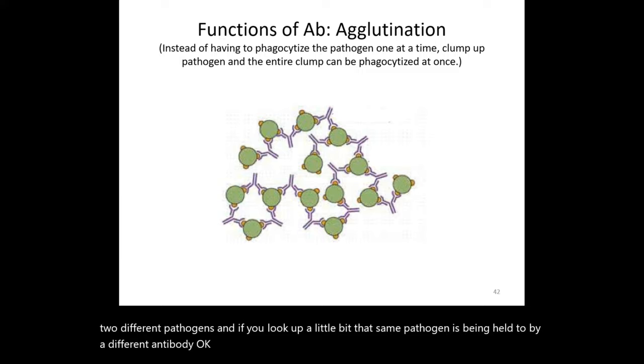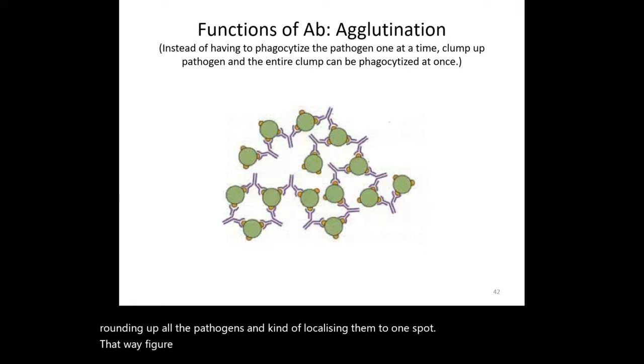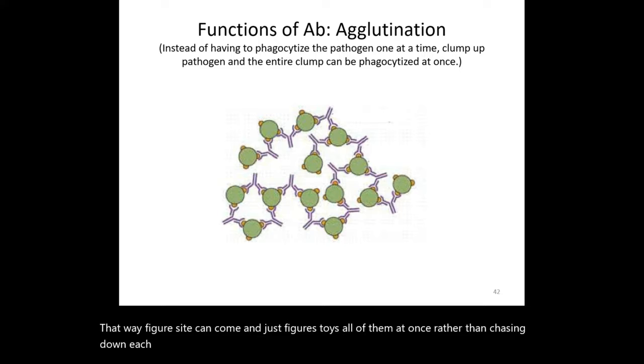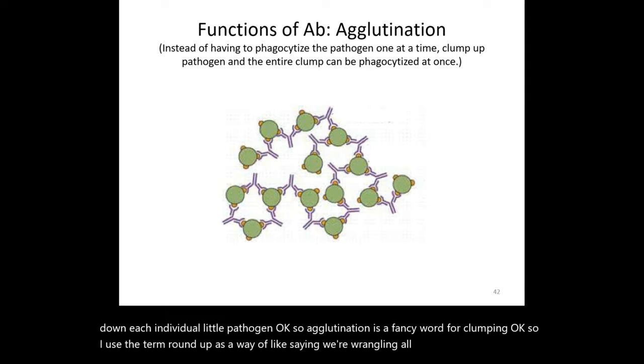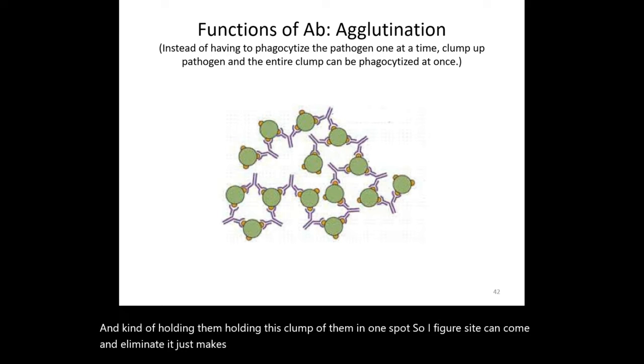Okay, so essentially what's happening here is the antibodies are rounding up all the pathogens and kind of localizing them to one spot. That way, a phagocyte can come and just phagocytize all of them at once rather than chasing down each individual little pathogen. Okay, so agglutination is a word for clumping. I use the term round up as a way of saying we're wrangling all of these pathogens together and holding this clump of them in one spot so a phagocyte can come and eliminate it. It just makes phagocytosis more efficient.